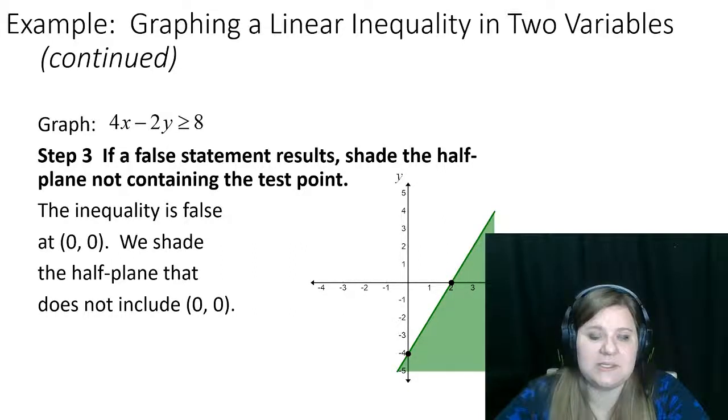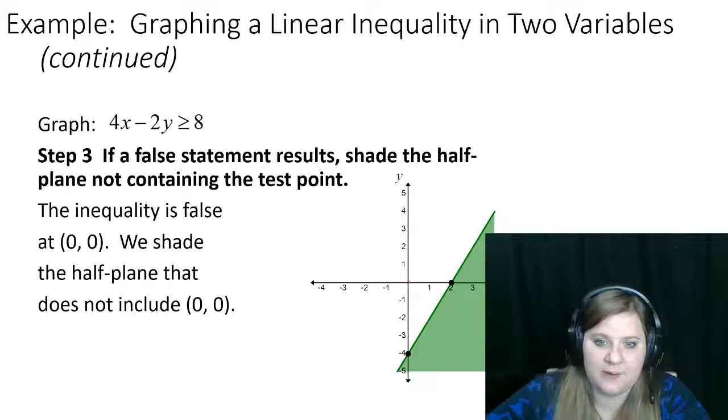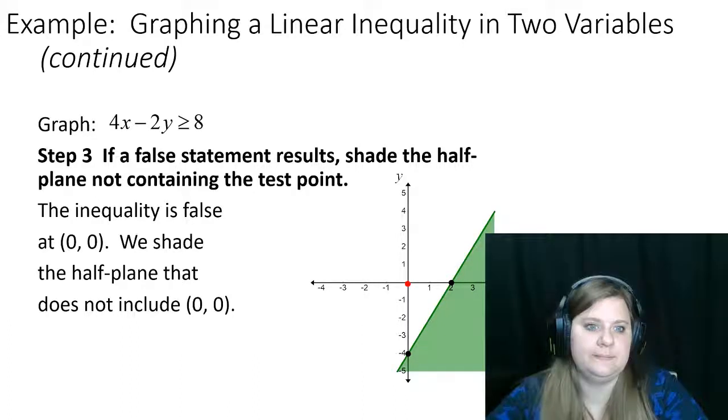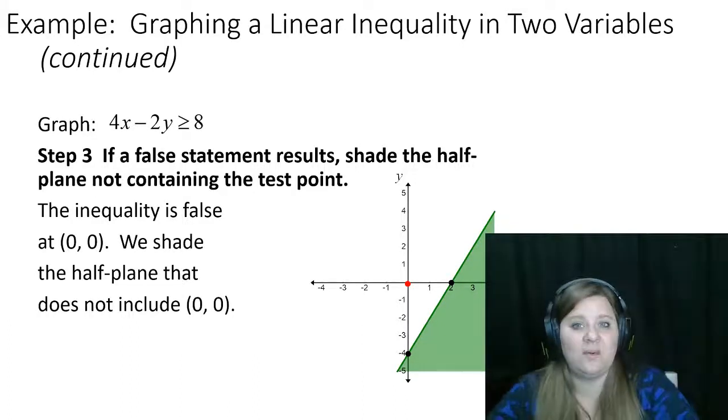Okay, so since 0, 0 was false, and 0, 0 is over here, I couldn't shade over there. I had to shade on the other side. That is my linear inequality graphed.